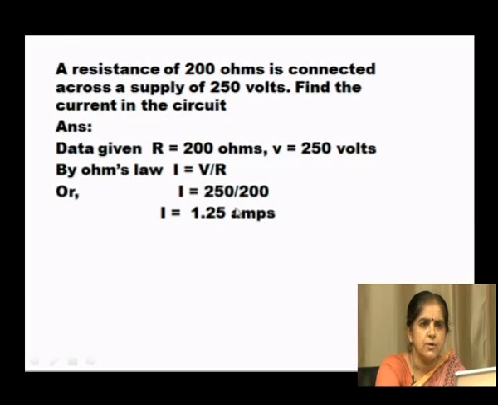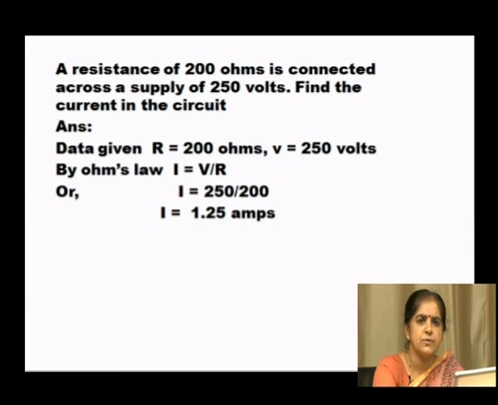So, let us look into the data given in the problem. The data given is R is equal to 200 ohms and V is equal to 250 volts. So, by Ohm's law, I is equal to V divided by R. I is equal to, substitute the values of V and R, I is equal to 250 divided by 200, then you will get the current value I is equal to 1.25 amps. So, this is how to find another parameter if R and V are known.